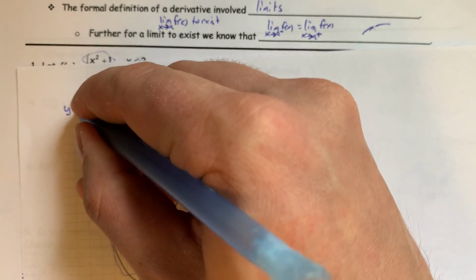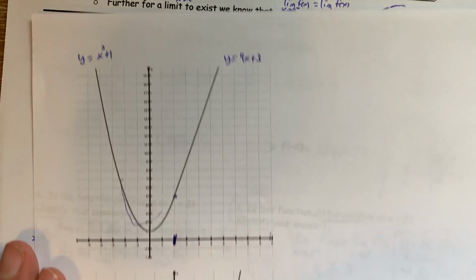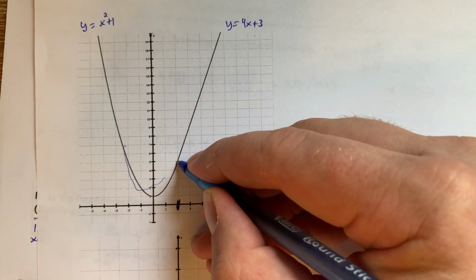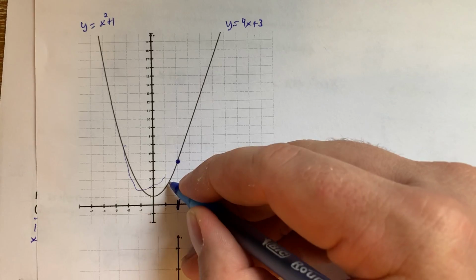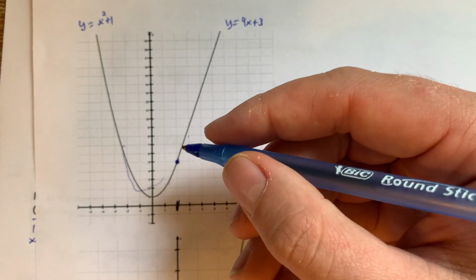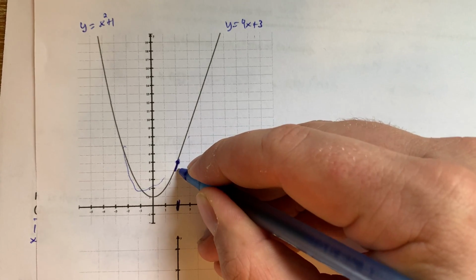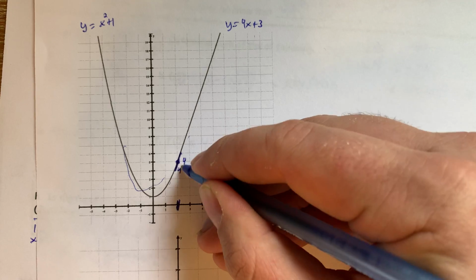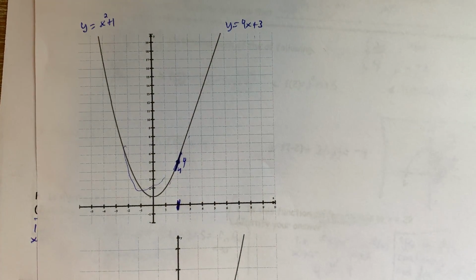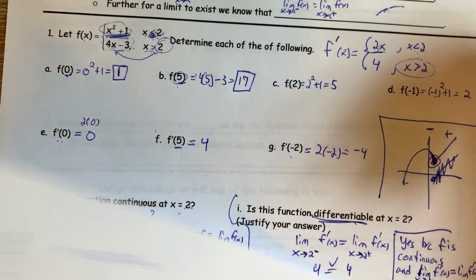This one is y equals x squared plus 1. And it switches at x equals 2. And you can see it meets up. That makes it continuous. The limit from the left and the limit from the right of f of x was the same and was equal to f of 2. And notice the slope coming in from the left is 4. And the slope on the other side is 4. There's no change in direction of the slope. And so this function is differentiable.